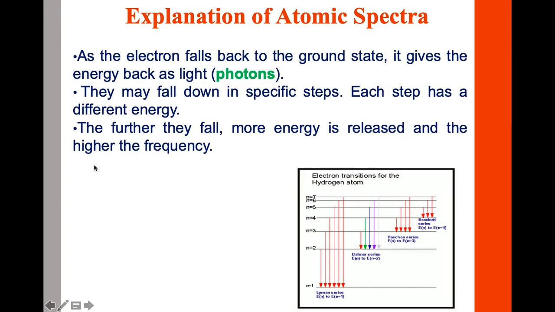Okay. So when electrons fall back to the ground state, the electrons give off the energy that they have absorbed as light or photons. Okay, and that's what you are seeing in this picture also, that electrons, when they move from higher energy level to the lower energy level, they give off light.